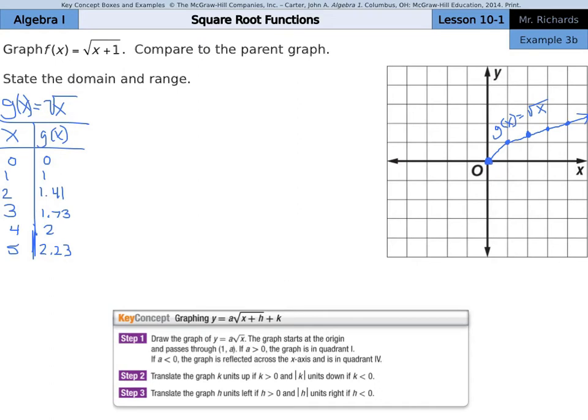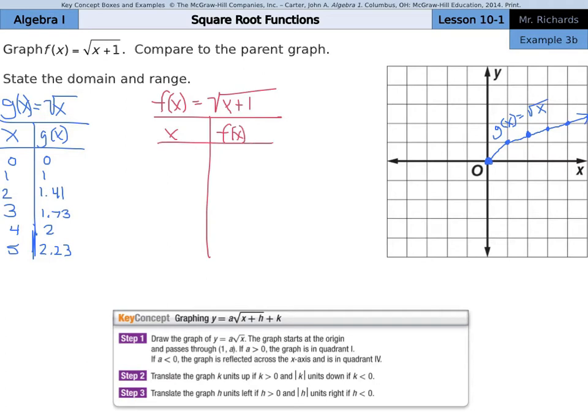Now for this example, example 3b, I've already sketched in our table and our graph of the parent function, square root of x. In this question we're asked to graph f of x equals the square root of x plus 1, and then compare and state the domain and range as we've been doing. So now let's look at f of x equals the square root of x plus 1. And so we'll have x and f of x.